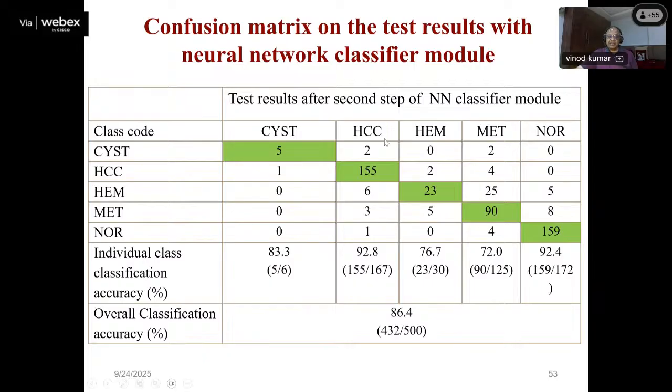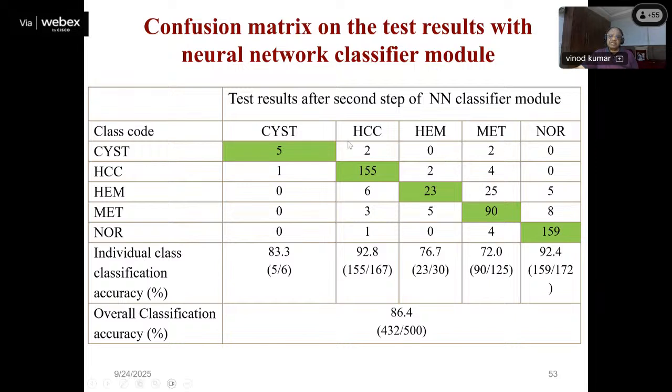In case of SCC, accuracy is 92.8, hemangioma 76.7, metastasis 72, normal 92%. So overall this thing. Actually, in medical imaging, this 86 has no meaning. We cannot even tolerate a few cases. We want our algorithm to be very, very accurate.